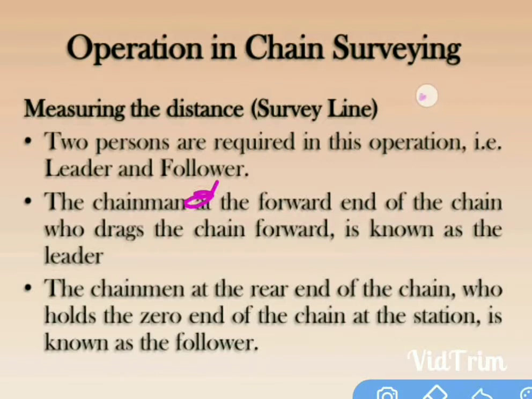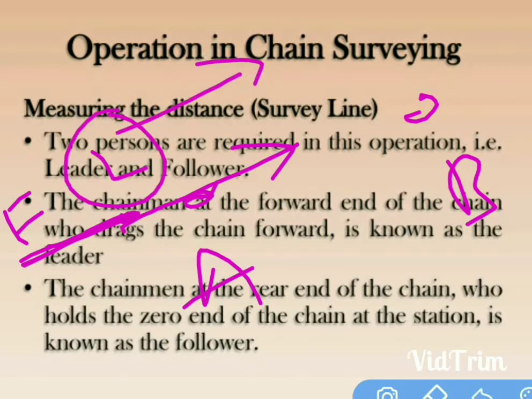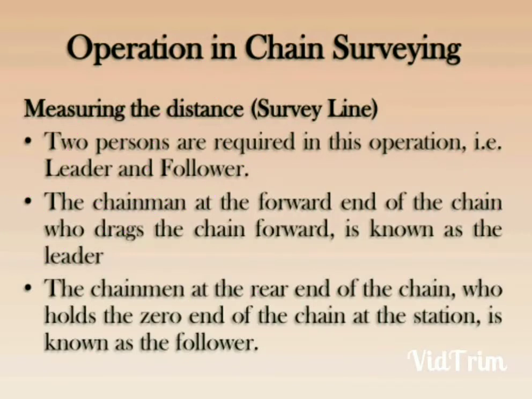Why? Look here. See, this is A, this is B. I want to calculate the distance from A to B. So here the chain may be here, for example. Here the leader, and here the follower. So the leader must move in this direction, right? The leader wants to drag the chain in this direction. Drags means he takes the chain in the forward direction.